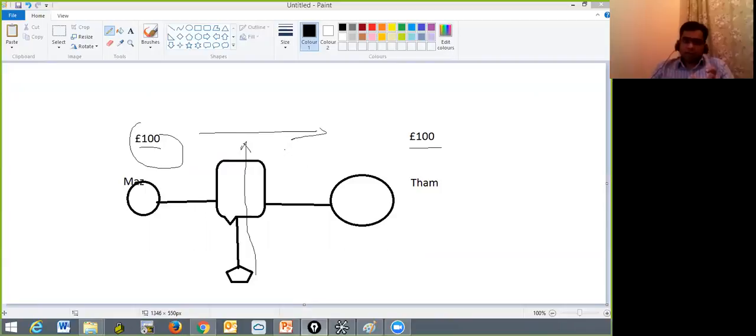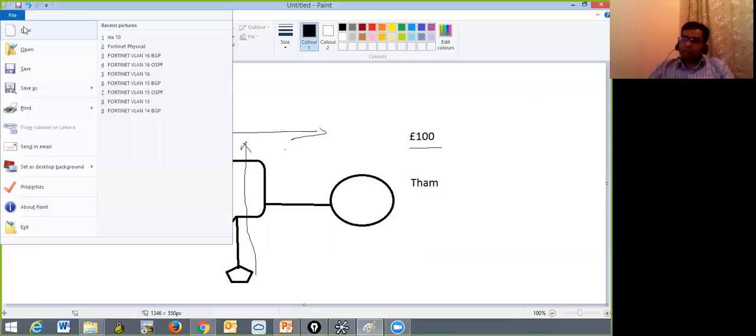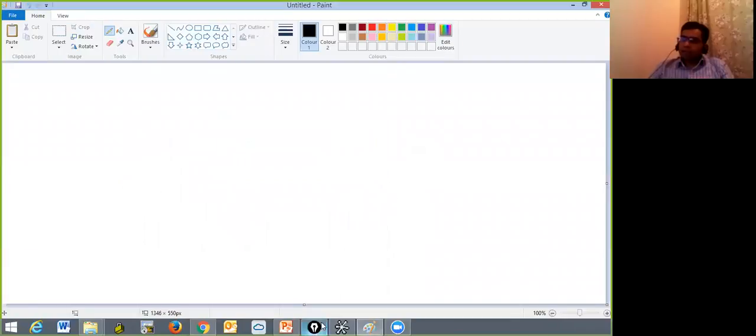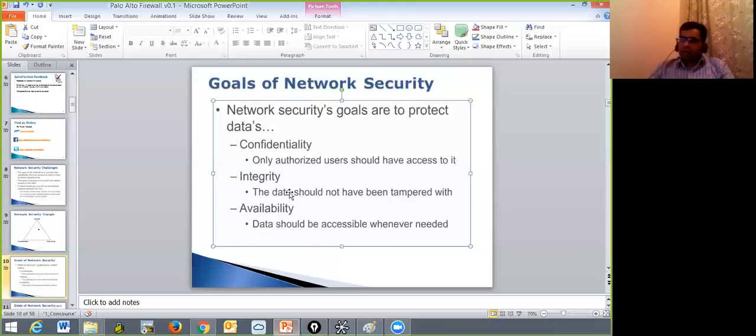Okay, that's clear. Now let's talk about integrity. The data should not be tampered, right? So data should not be tampered. What does it mean by that? Guys, how can we explain this?